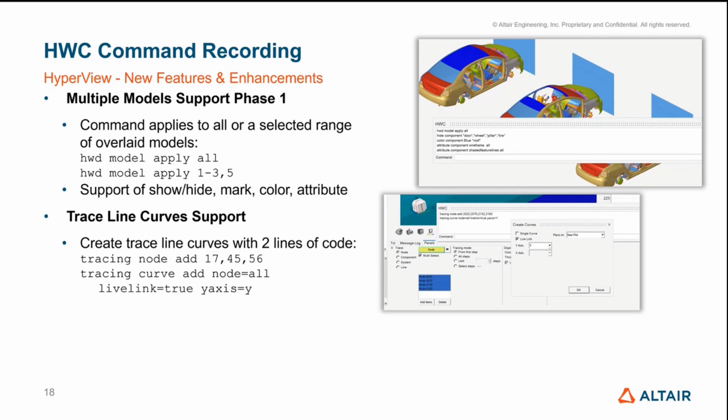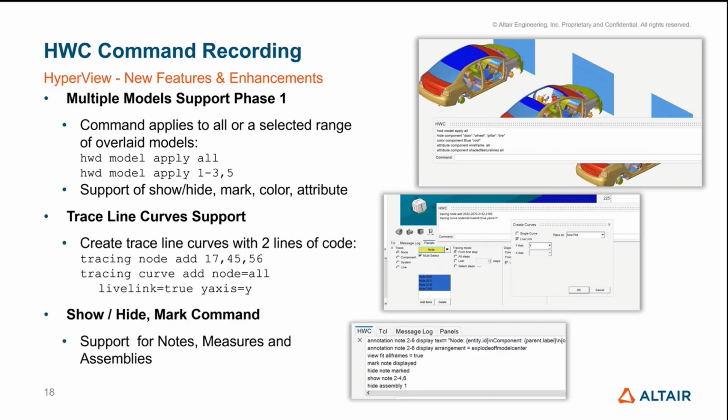The next one is traceline curve support. So creating traceline curves is now fully automated. You could do it with just 2 lines of code. Basically, one command is needed to add the traceline nodes, and another command is needed to specify your curve options. And just as a reminder, the traceline functionality was enhanced in 2022.1. So the core now supports the ability to create curves. And what we have done now is add the HWC support for this functionality.